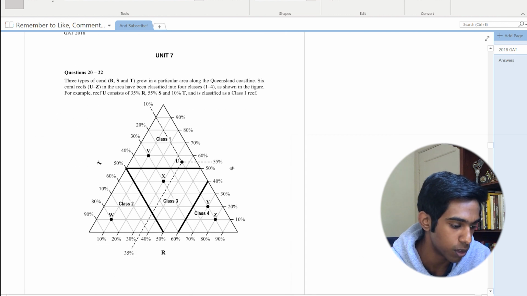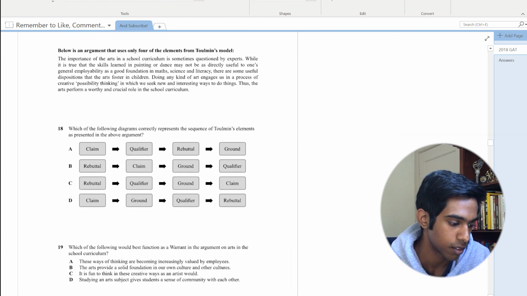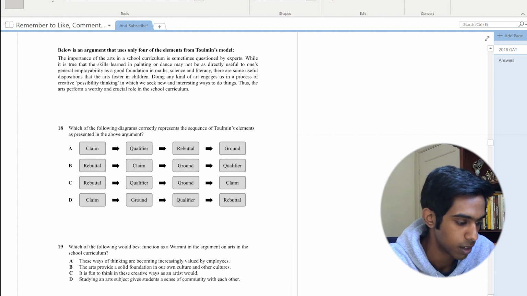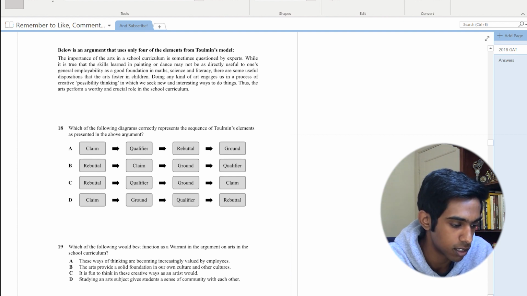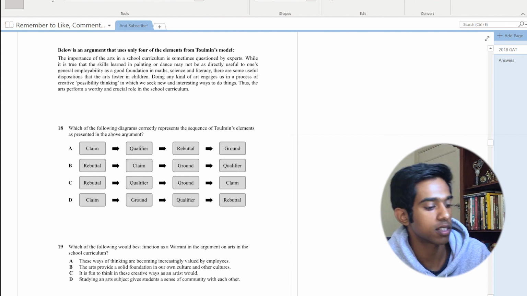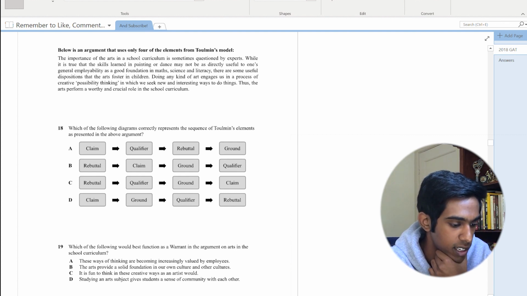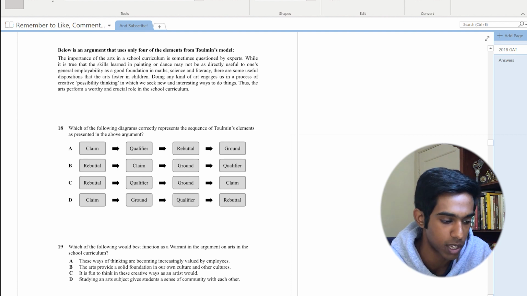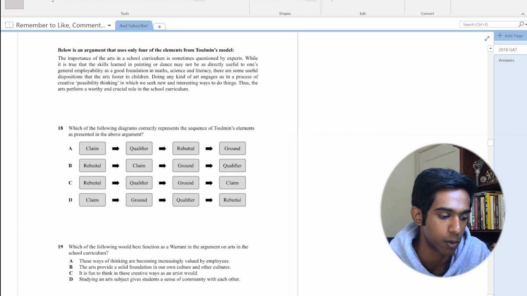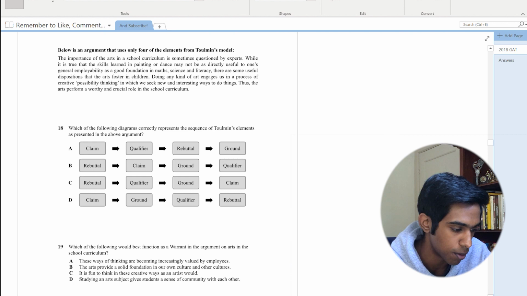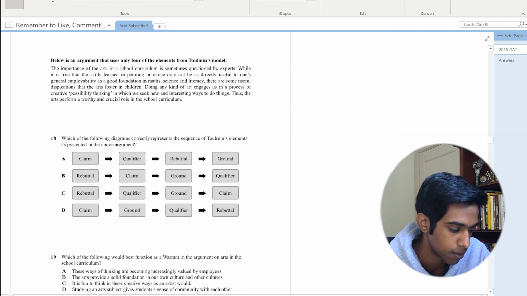Below is an argument that uses only four of the elements of the Toulmin model. The importance of the arts in the school curriculum is sometimes questioned by experts. While it is true that the skills learned in painting or dance may not be as directly useful to one's general employability as a good foundation in math, science, and literacy, there are some useful dispositions that the arts foster in children. Doing any kind of art engages us in the process of creative possibility thinking, in which we seek new and interesting ways to do things. Thus, the arts perform a worthy and crucial role in the school curriculum. Okay.